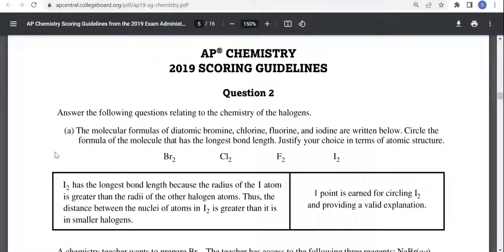Alright, so in this video I'm going to take a look at the answer key to FRQ number 2 from the 2019 exam, compare it to my answer that I went through in the last video, and then look at some sample student responses and grade their responses.